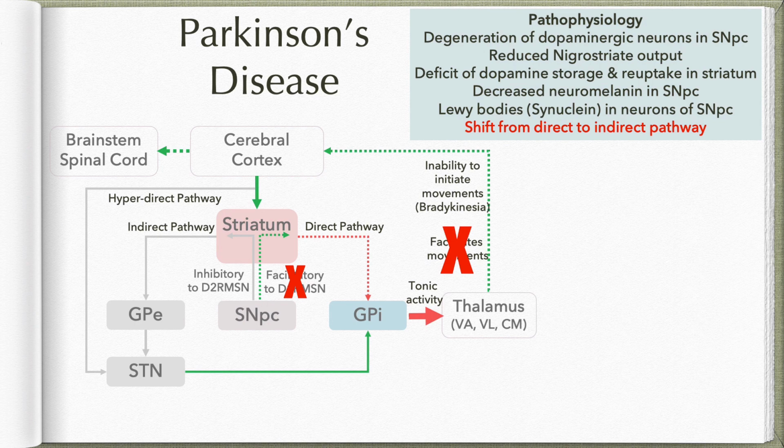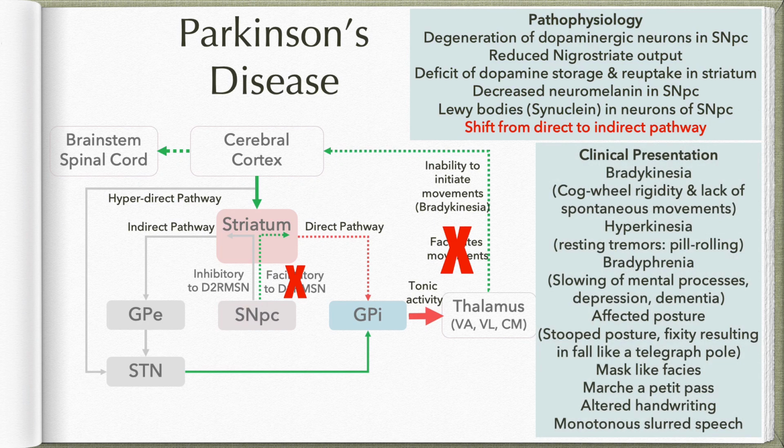So the whole disease lurks on one underlying mechanism, that is degeneration of these dopaminergic neurons, which will be facilitatory to the neurons which will have D1 type of receptors on their surface. Basically those which are involved in direct pathway. So what is the clinical presentation?